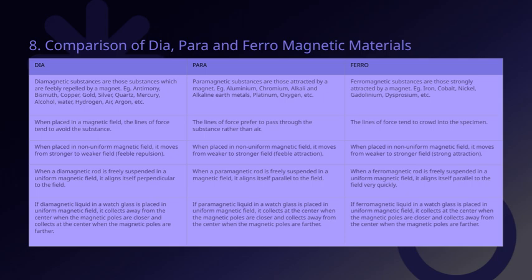To summarize, the key differences lie in how these materials interact with magnetic fields. Diamagnetic materials are feebly repelled and align perpendicular. Paramagnetic are weakly attracted and align parallel, and ferromagnetic are strongly attracted and also align parallel, but much more quickly. These distinctions are fundamental in understanding magnetic behavior across different materials.